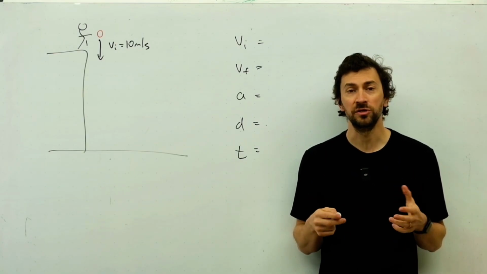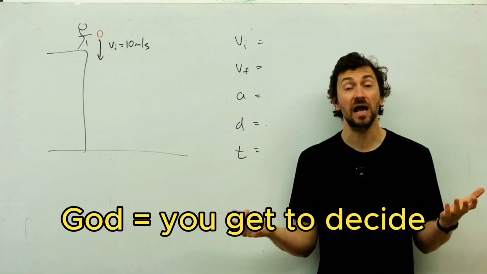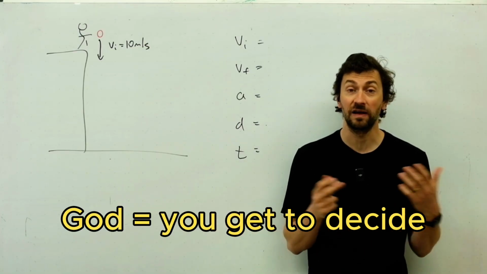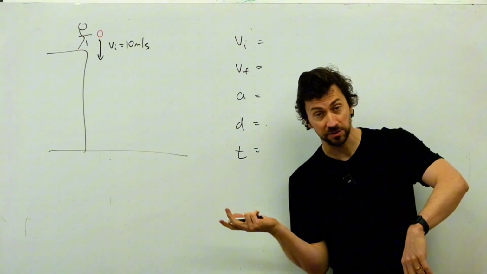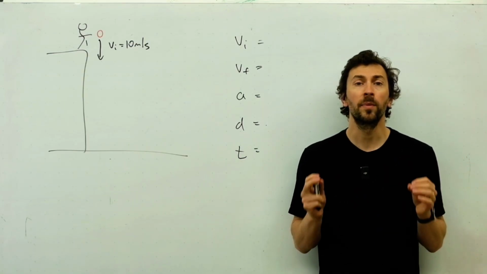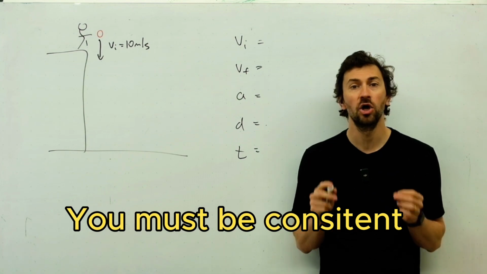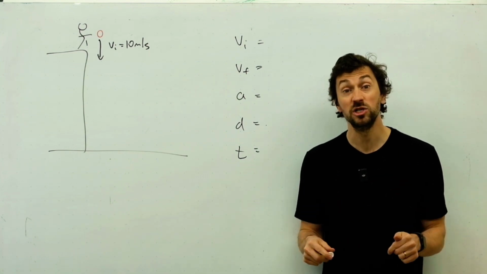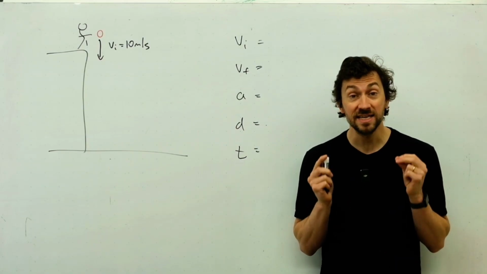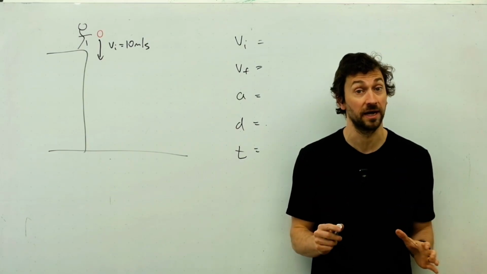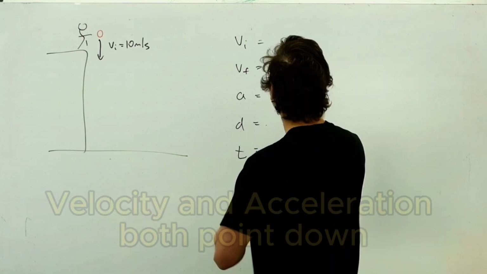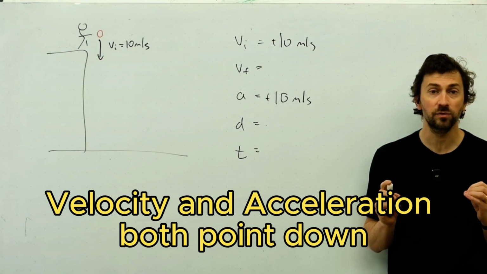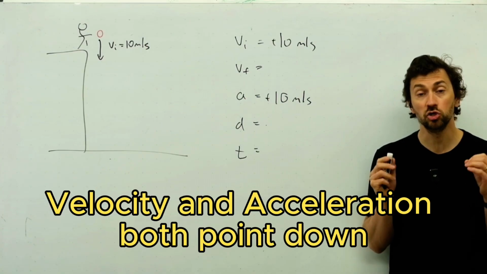So I like to tell students, you can imagine you're God. You decide which is positive, which is negative. Right could be positive, left could be positive, up could be positive, down could be positive. You've got to decide, but you have to stay consistent with whatever you decide. So here, I'm going to decide that downwards is positive, so that means the acceleration is going to be positive 10 instead of negative 10. So the initial velocity is 10 meters per second, and the acceleration will be 10 meters per second squared.